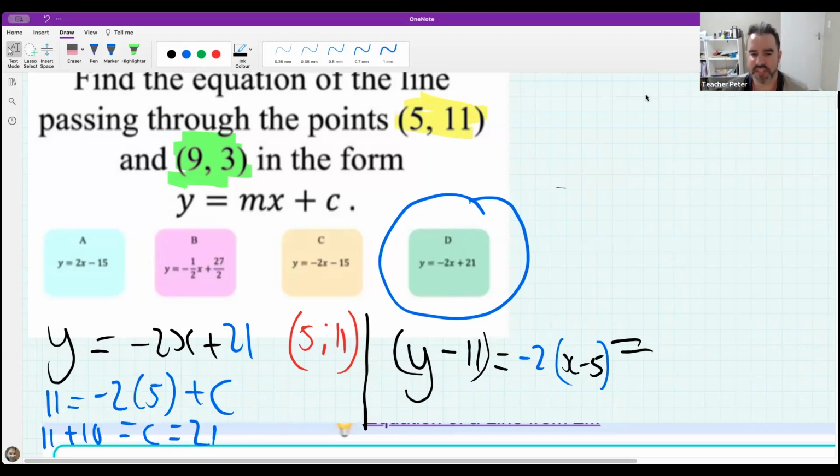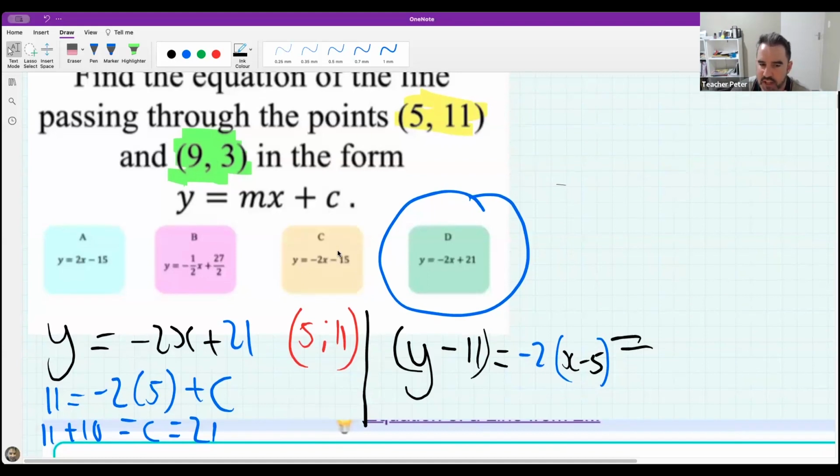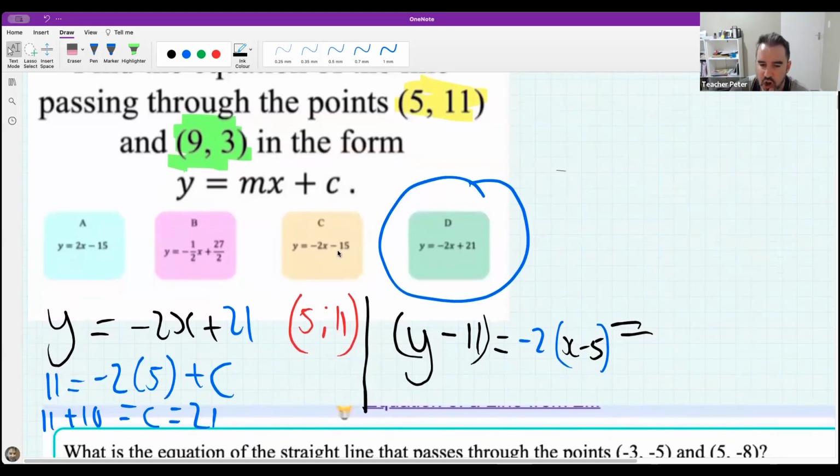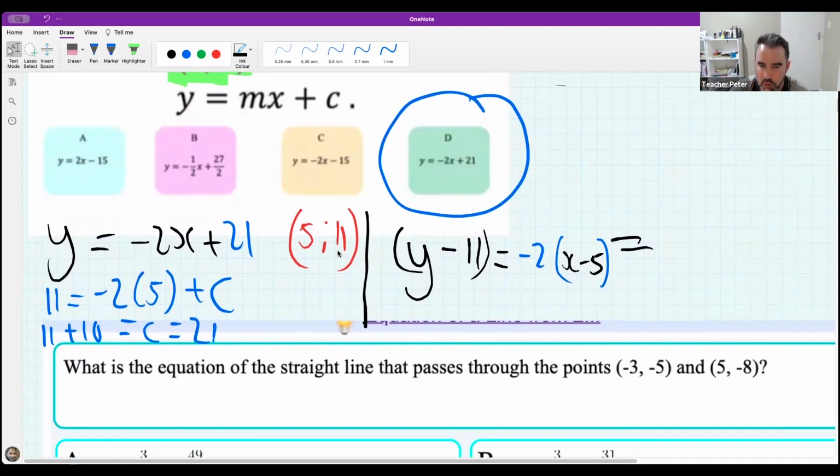Give me a score out of 10 if you understood how to find the equation of the line perfectly. Give yourself a 10. If you have no idea, give yourself a 0. If you sort of know, but not that great, 5. Tell me how you're feeling about finding the equations of straight lines. It just helps me judge where you guys are and how quickly I need to go.